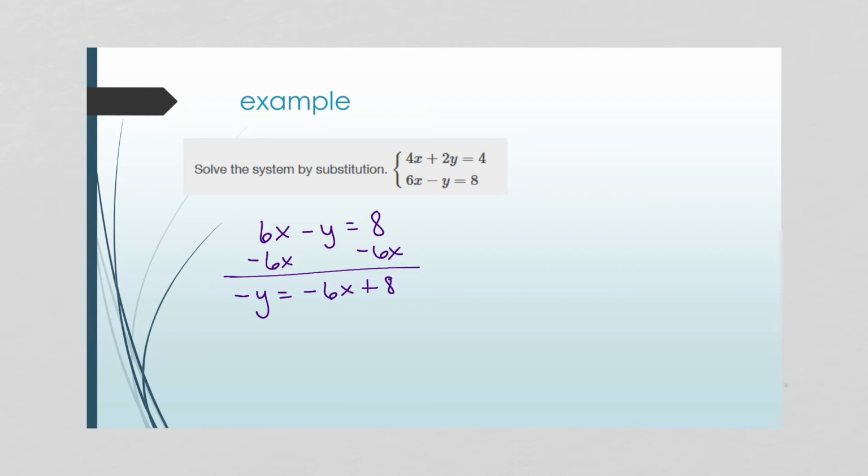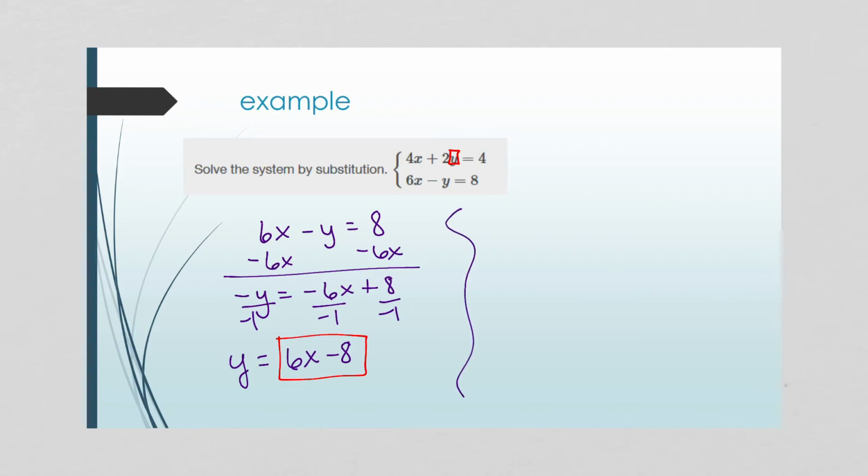And now I have to just divide everything by -1, which just changes the sign. That's all it does. So this is what I'm using for y into the first equation. Remember, you go to the other equation, okay? So now I'm rewriting the first equation. And instead of y, I'm going to put 6x minus 8. So now I'm going to distribute.